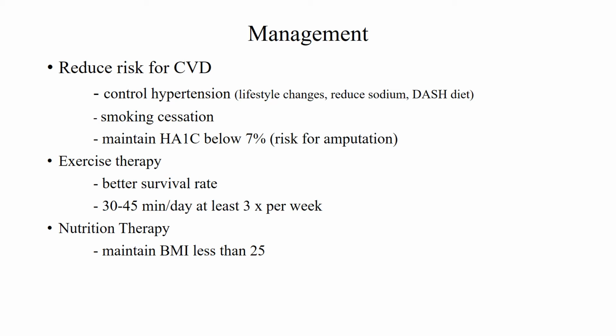We control hypertension through lifestyle changes: decrease in the use of salt or sodium, a low-fat diet, a high-fiber diet, or the DASH diet, which is the Dietary Approaches to Stop Hypertension. We advise the patient to stop smoking, and if they are diabetic, to maintain a hemoglobin A1C level of below 7%. Higher than that, some patients with diabetes and peripheral artery disease may be at risk for amputation of that limb.